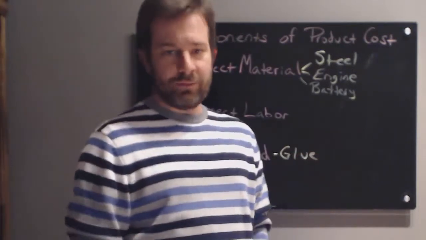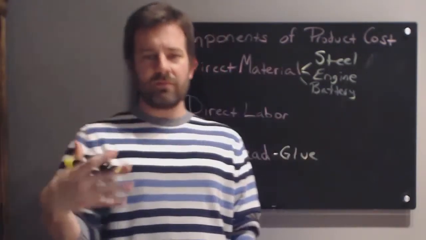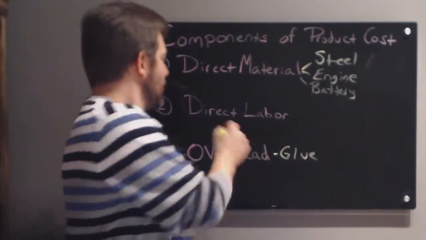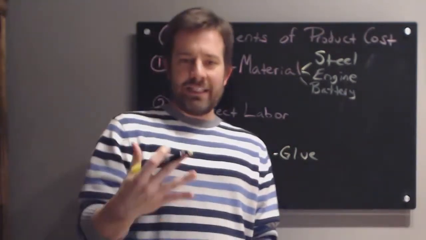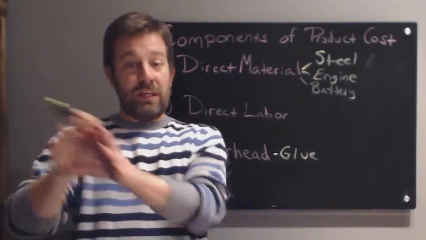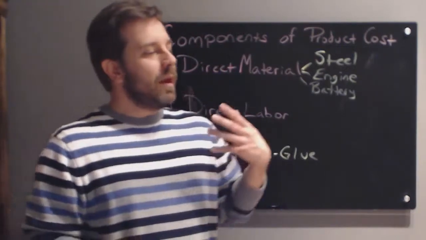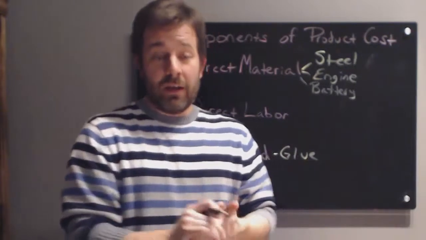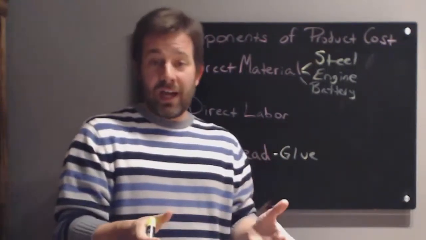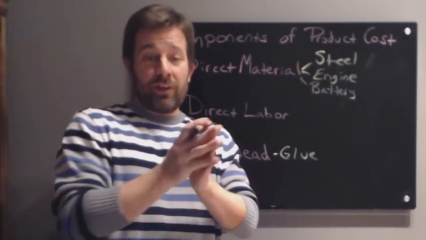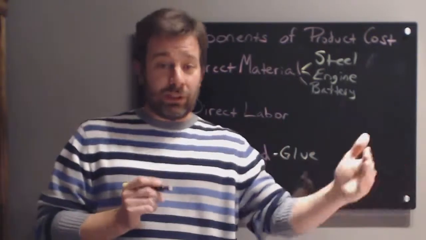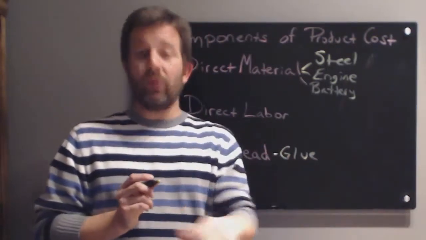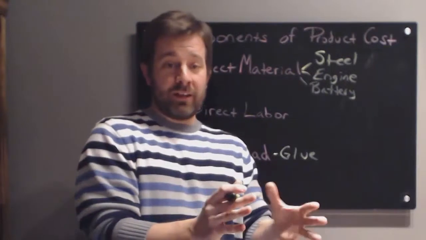That's an indirect material, not a direct material. It goes into the car, but it's not going to be considered direct. Direct labor is the same idea, only we're looking at it from the labor side of things. So any kind of labor that directly goes into manufacturing that product, for instance, maybe the people on the assembly line, that's going to be direct labor. We can trace their labor directly to the completion of that product. They are adding value on the line as they put that product together.